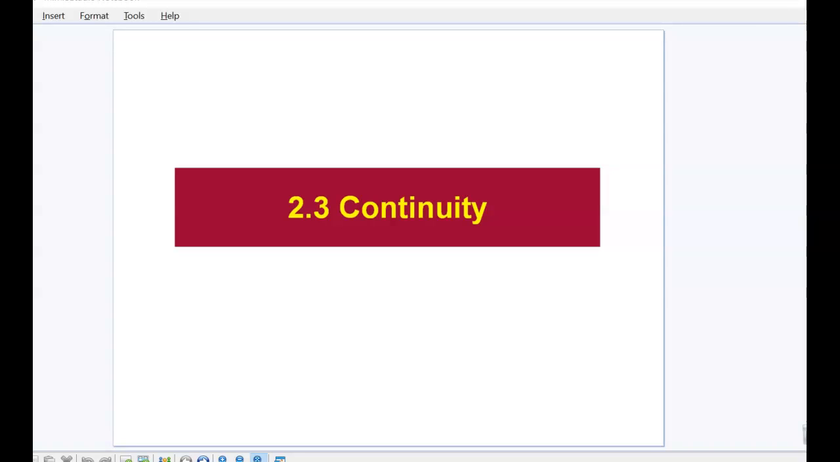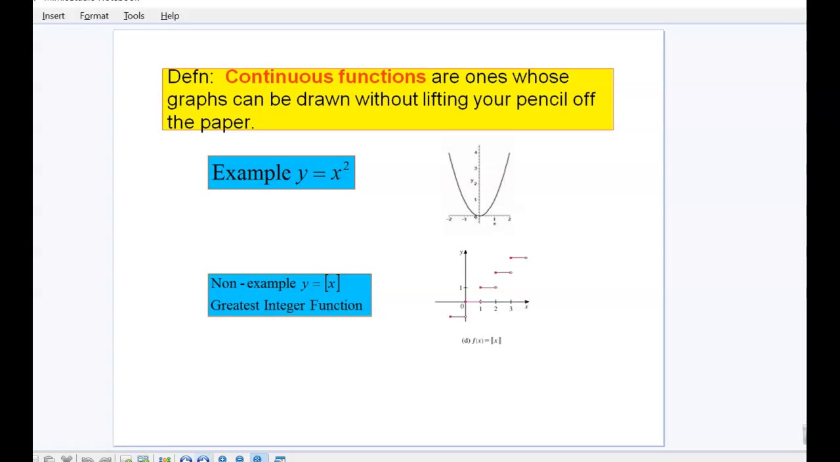In section 2.3, we're going to study the concept of continuity. Continuous functions are ones whose graphs can be drawn without lifting your pencil off the paper. So for example, y equals x squared would be an example of a continuous function.